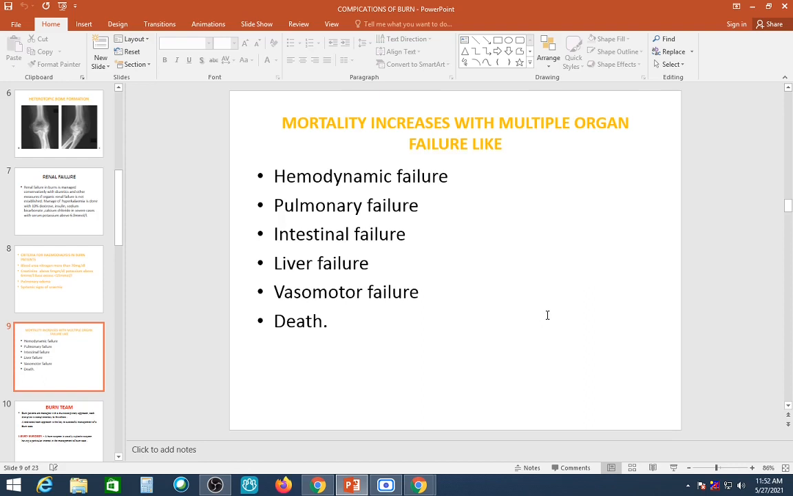Now the mortality increases with multiple organ failure. Sometimes we can consider this as physiological changes. Sometimes they ask only the physiological changes in burn patients, for 2 marks. Understood? So what changes can we see from the previous slide? What are the complications, local and general? The skin performs multiple actions in our body, so when it is burned, maybe in the epidermis or the dermis.